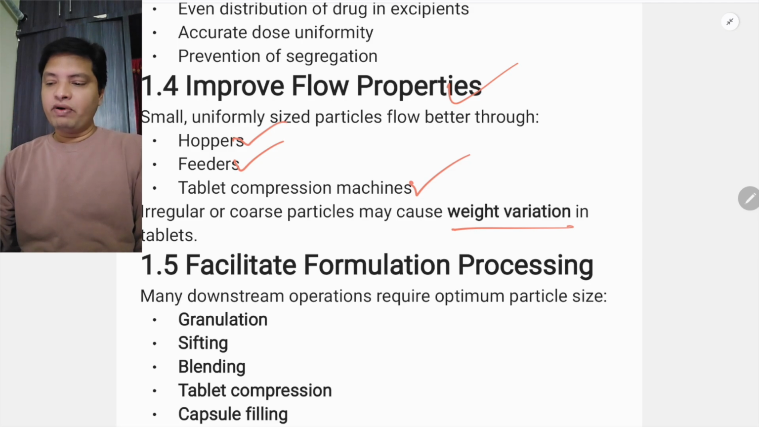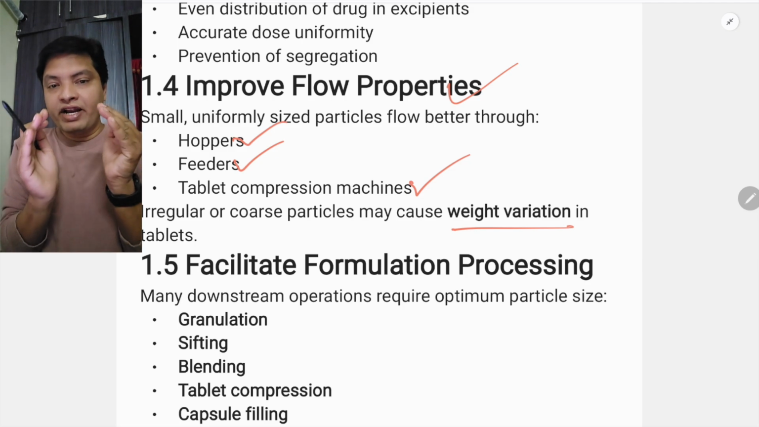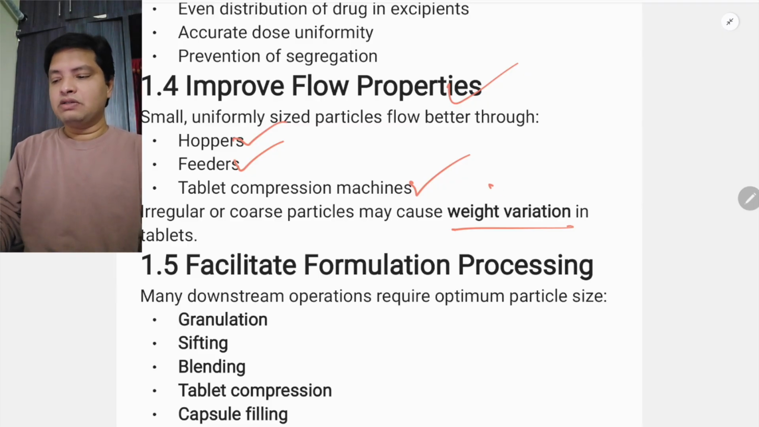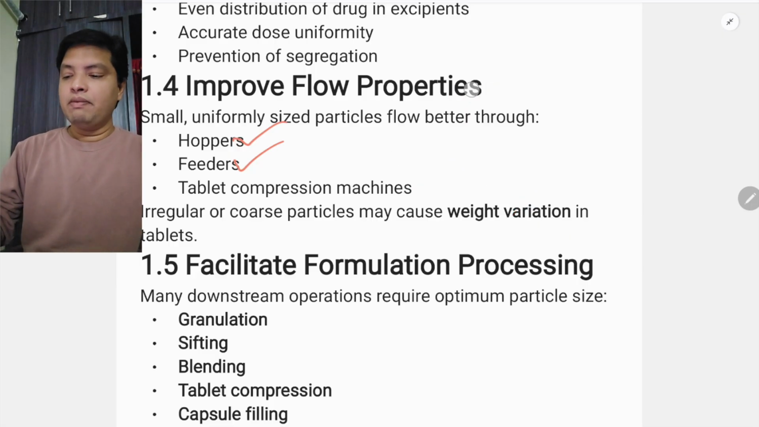If you are not using uniform size particles, initial tablets will have more weight and more dose, and the final tablets will have less weight and less dose. So weight variation will be avoided only if you size reduce the particle.